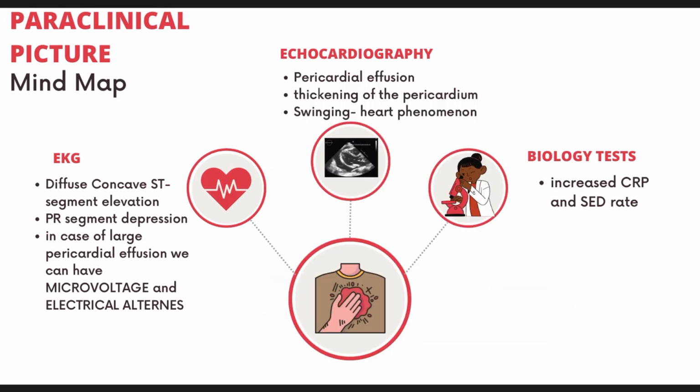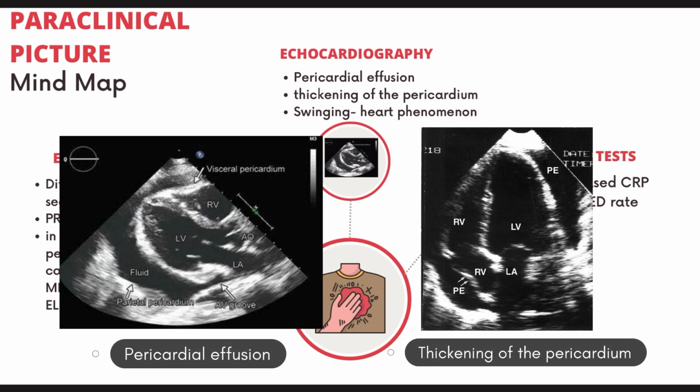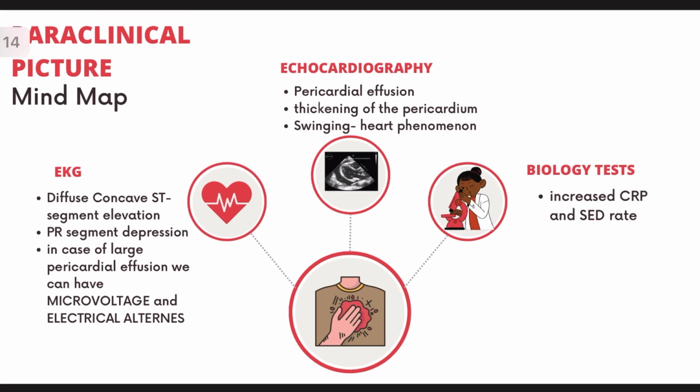An echocardiography can confirm your diagnosis by showing a thickening in the pericardium or a pericardial effusion. In case of a large pericardial effusion, we can find a swinging heart phenomenon, which is the visual version of the electrical alternans phenomenon found in the EKG. You may run some biology testing to confirm the inflammation process, like a high CRP and SED rate.